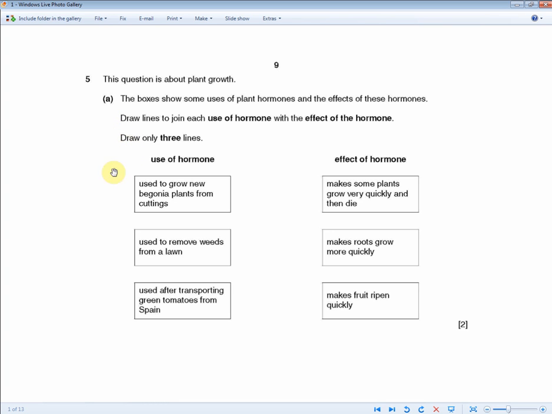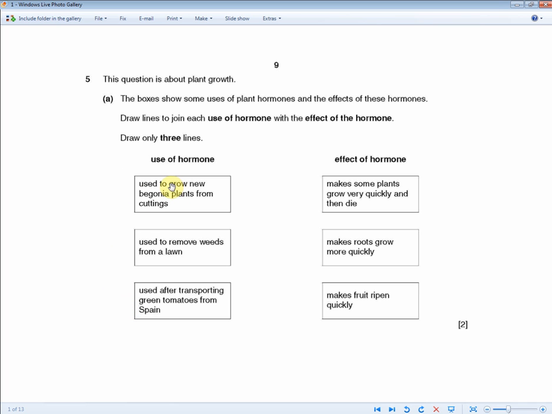Draw only 3 lines. So here are your use of hormones, and here's the effect of the hormone. So for 2 marks, you got to get all 3 right. So the different effects of hormones are used to grow new begonia plants from cuttings, used to remove weeds from a lawn, used after transporting green tomatoes from Spain.